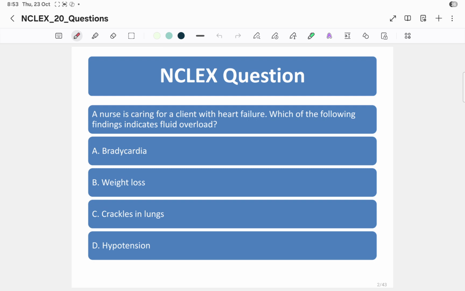A nurse is caring for a client with heart failure. Which of the following findings indicates fluid overload? A. Bradycardia, B. Weight loss, C. Crackles in lungs, D. Hypotension.